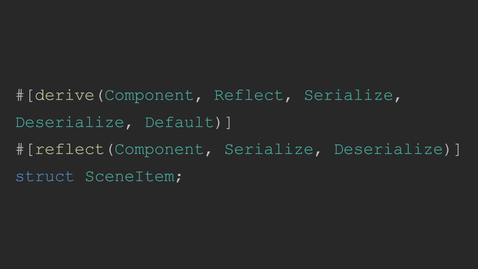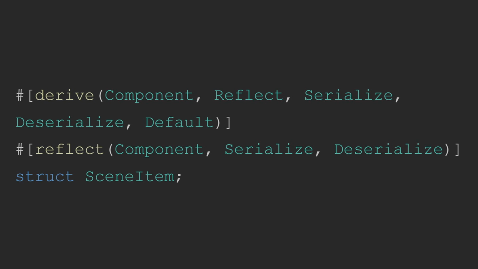You need to first derive component so that the struct can be inserted into the world. This is the same that you would do for any struct that you wanted to use as a component. You then need to derive reflect so that this struct can reflect traits and be added to the type registry. Serialize and deserialize need to also be derived so that the struct can then reflect these traits. And finally, default is required to automatically implement FromWorld.